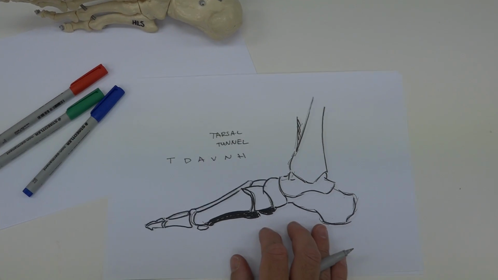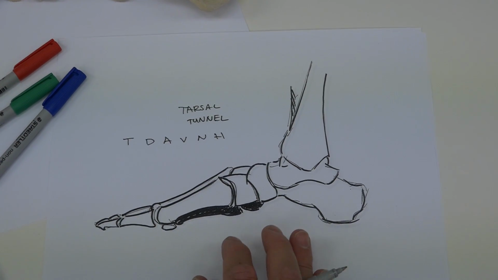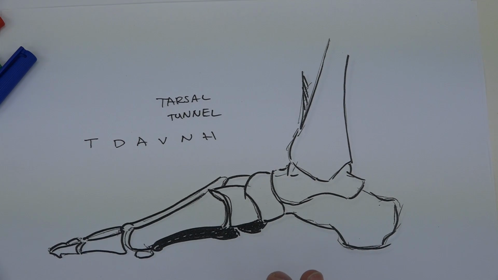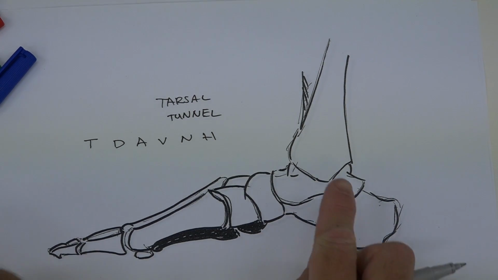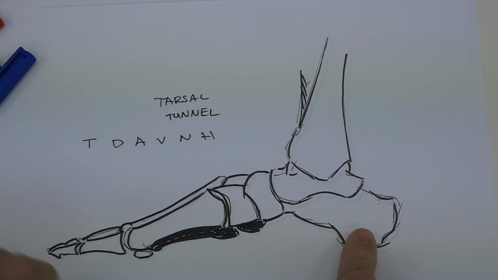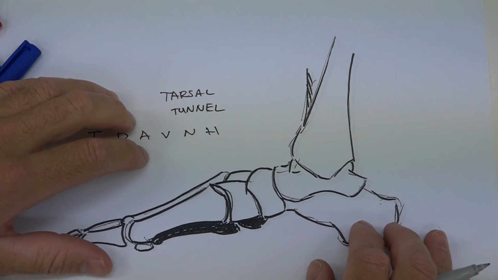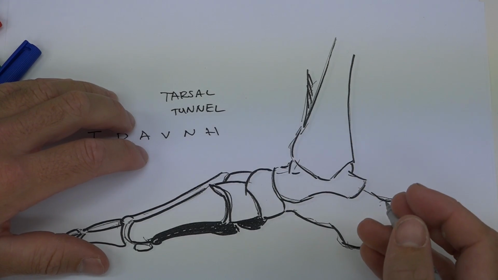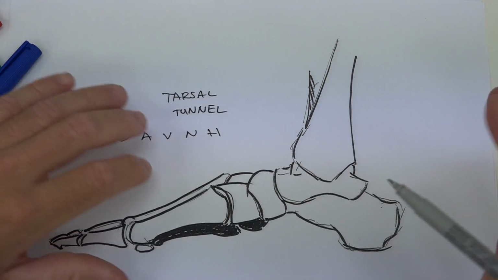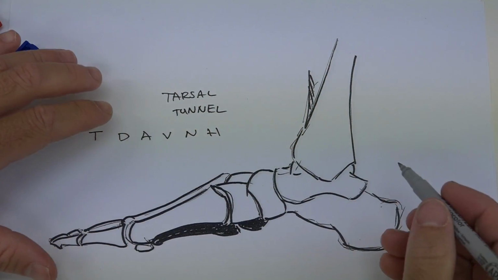So what is the tarsal tunnel? It's effectively a fibro-osseous tunnel which exists between the medial malleolus and the calcaneus. So we say fibro because there is a band of retinaculum which covers this, and osseous because of the bones. And it's a tunnel shape, so we have all of the structures passing through.